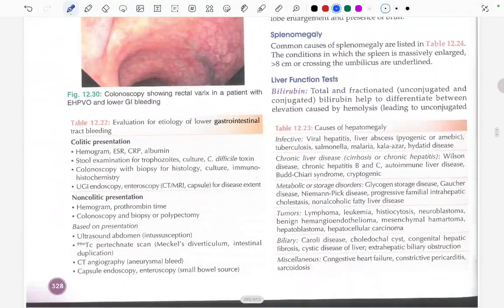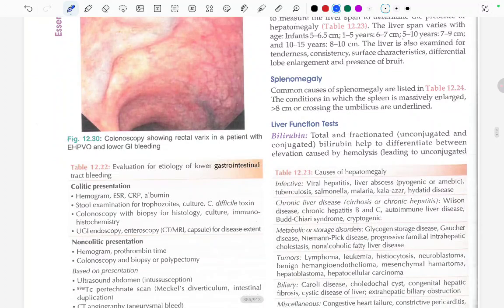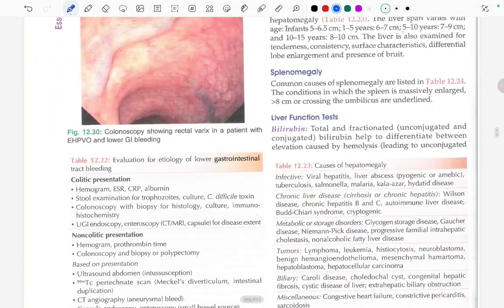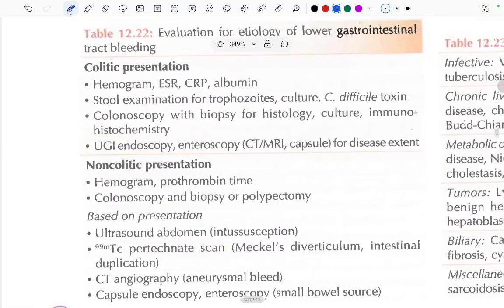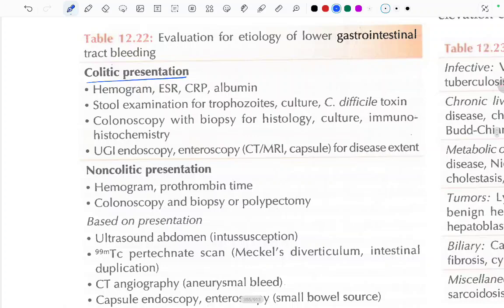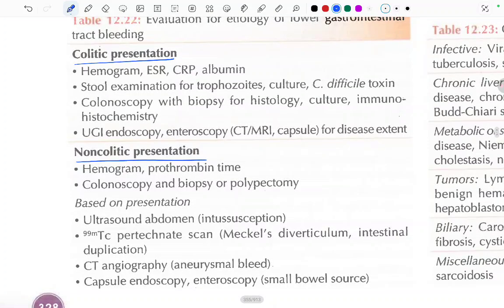So this is all about the evaluation for the etiology of lower GI bleed. If there is a colitic presentation, and if there is a non-colitic presentation. In case of colitic presentation: hemogram, ESR, CRP, albumin, stool examination for trophozoites, and culture, and Clostridium difficile toxin. Colonoscopy with biopsy for histology, culture, and immunohistochemistry, and upper GI endoscopy, enteroscopy, CT, MRI, capsule for the disease extent.